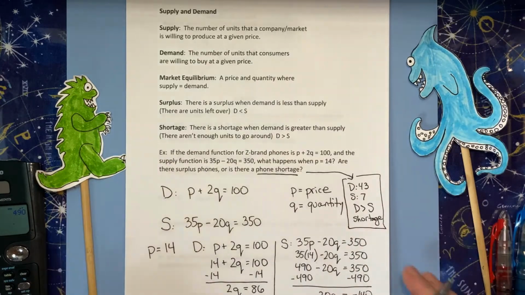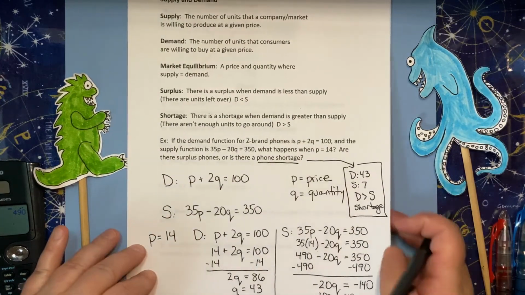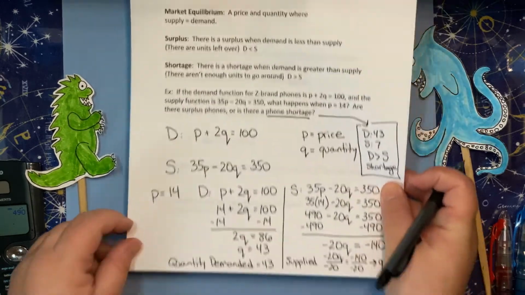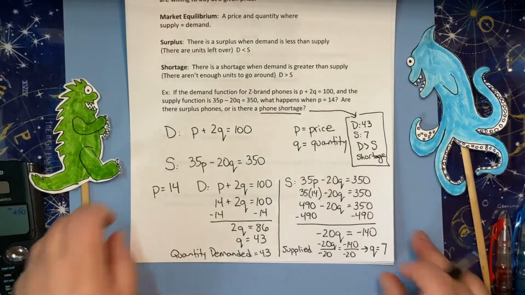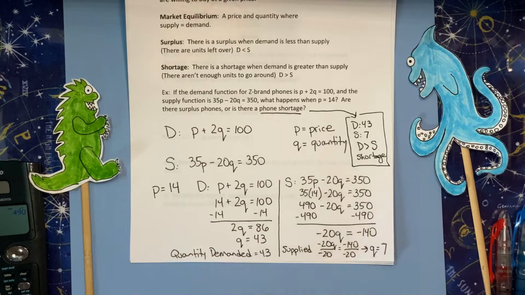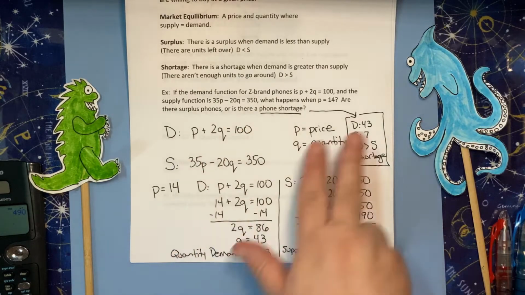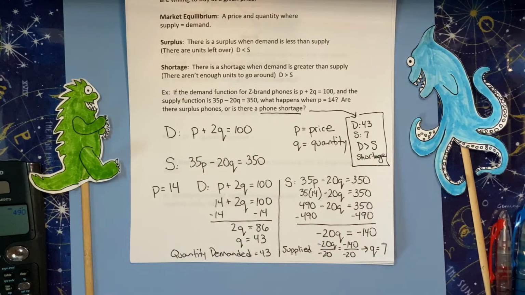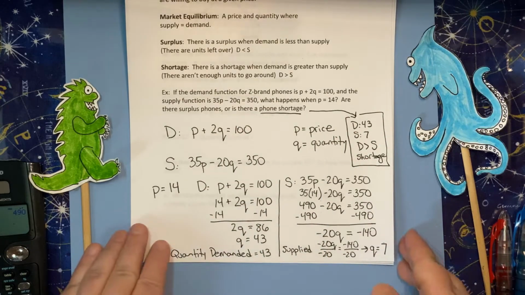Now, this is an example of a problem where I didn't find, pardon me, let me put it up there so you can see everything. There we go. I didn't find the equilibrium. I did not find that price that would balance out. I just went ahead and plugged in what would happen to demand and what would happen to supply and compared them.